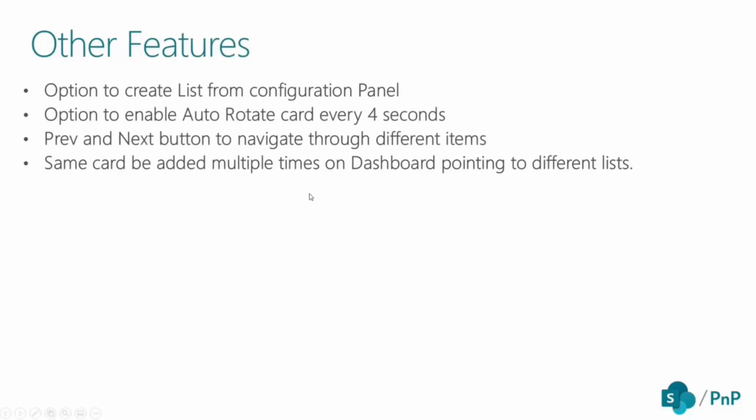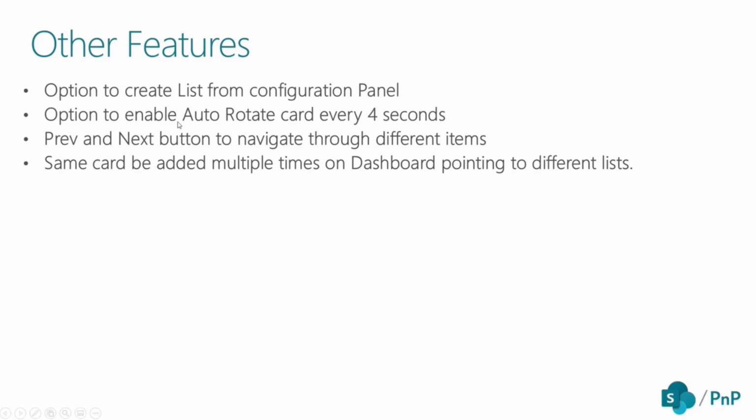Now, these are some of the other features which this adaptive card extension provides. It allows us to create the list from the configuration panel. It means that you don't have to pre-create the list manually in SharePoint; you can use this adaptive card extension, just click on the button, and it will automatically create the required schema or list to be used for this.